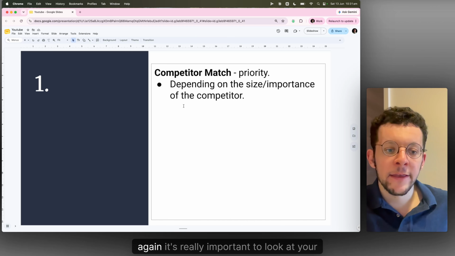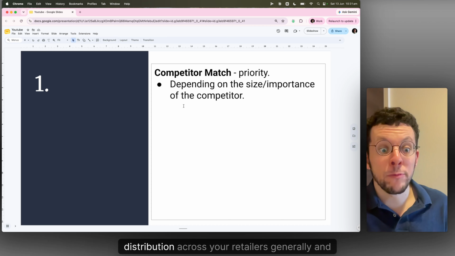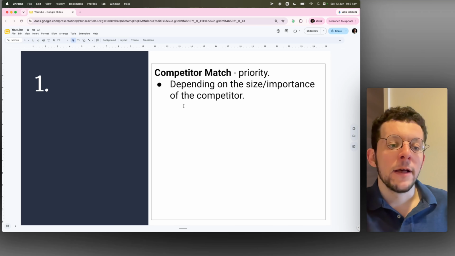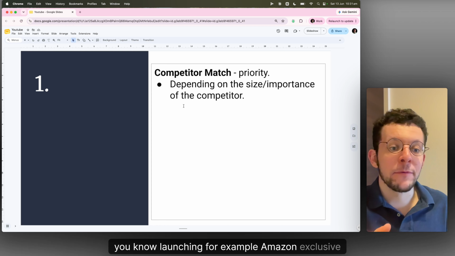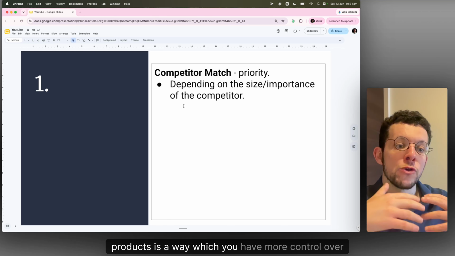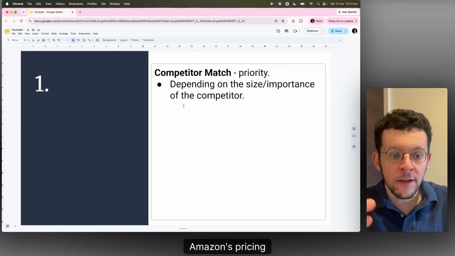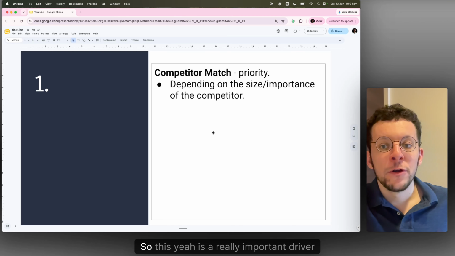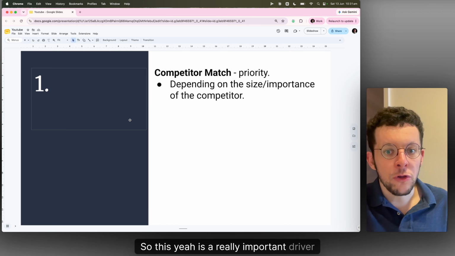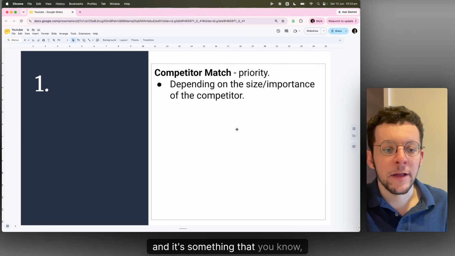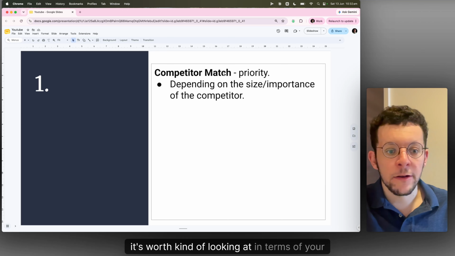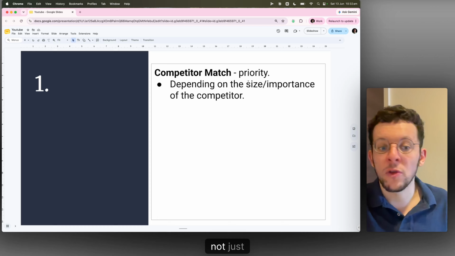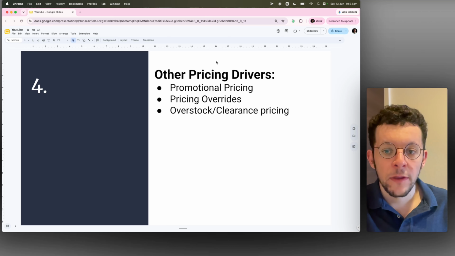And this is why, again, it's really important to look at your distribution across your retailers generally and to have control over that. Launching, for example, Amazon exclusive products is a way in which you have more control over Amazon's pricing, because those products are not sold at other retailers. So this is a really important driver, and it's worth looking at in terms of your overall distribution strategy across other retailers, not just Amazon.